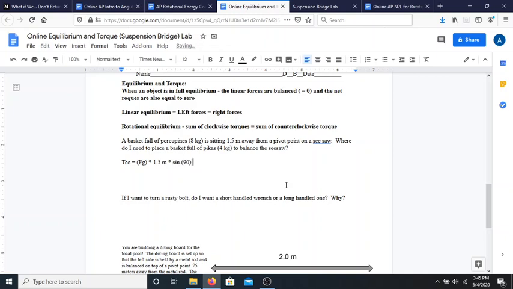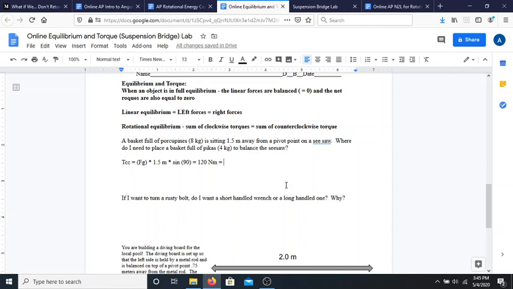Which means right there, we have the counterclockwise torque. It's going to be the weight of the porcupines, which in this case is 80 newtons times 1.5, so it's going to be 120 newton meters of torque. Now, because we want this to be a balanced system, the amount of torque the picas provide has to be exactly the same.